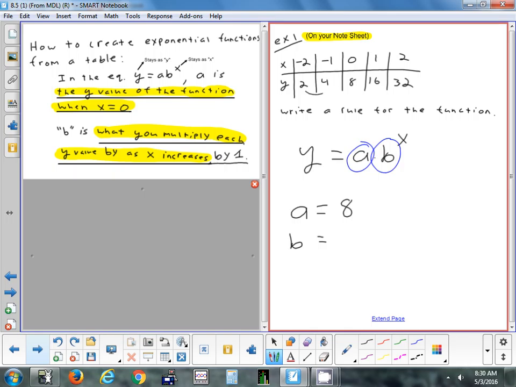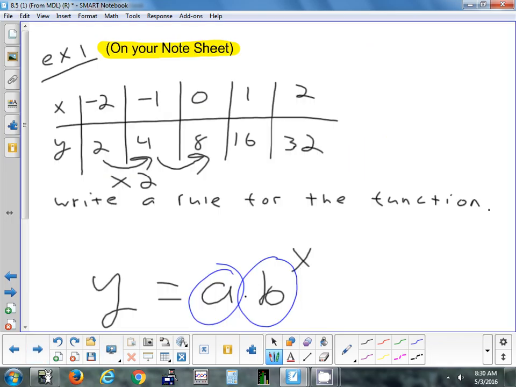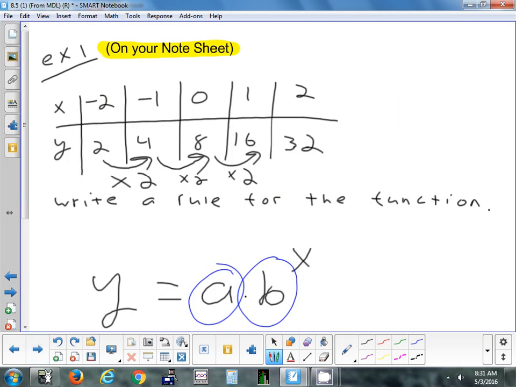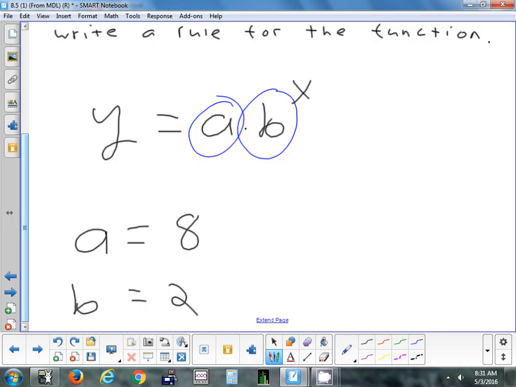What are you multiplying by to get from 2 to 4? Yep. By 2. What are you multiplying by to get from 4 to 8? 2. Times 2. How about 8 to 16? 2. All right, so I think we can see the pattern. We're multiplying by 2 each time. So, what you multiply by each time is what letter? B. B is what you multiply each y value by. So in this case, b is 2.